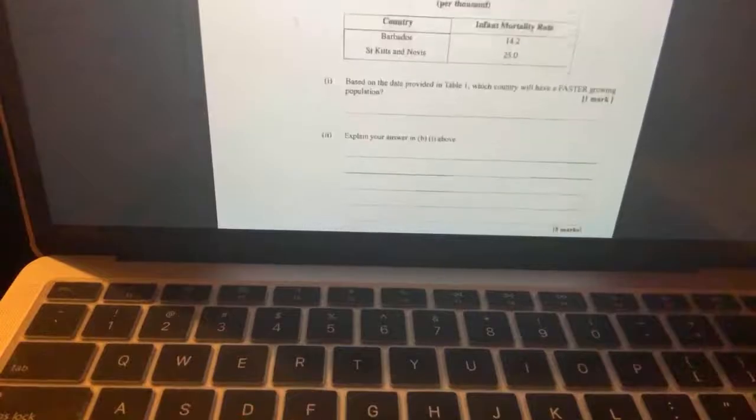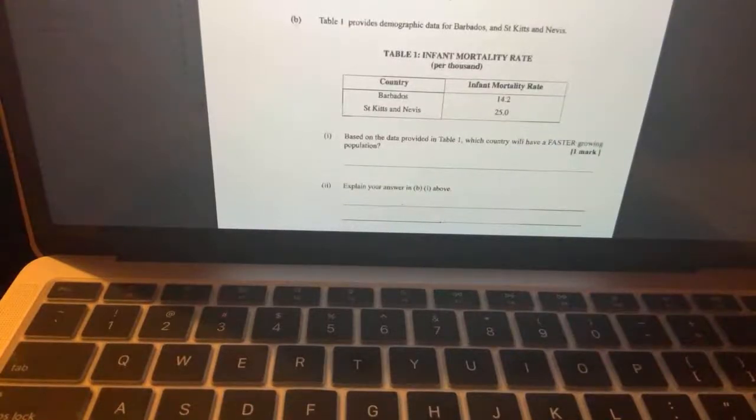Look at this question now. It says table 1 provides demographic data for Barbados and St. Kitts and Nevis. Based on the data provided, we need to find out which country will have a faster growing population, and we need to explain our answer. So Barbados, the mortality rate is much lower than St. Kitts and Nevis. So which one will have a faster growing population? So St. Kitts and Nevis, why?